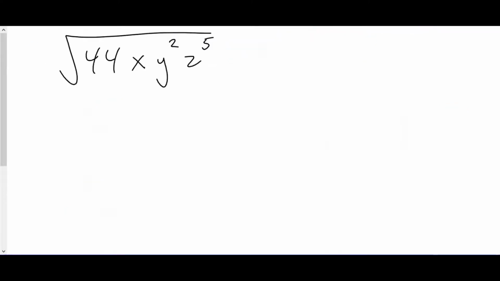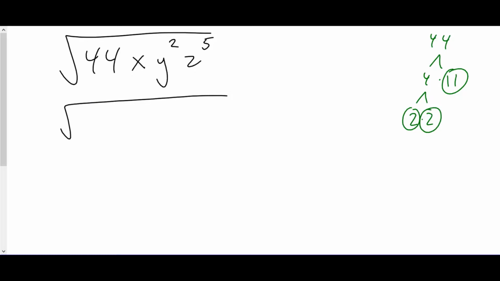Let's try the next one. 44xy squared z to the 5th. So 44, that's not a perfect square, so I'm going to want to break it down into its primes. 44, I think about 4 times 11. 11's prime, and that's 2 times 2. So I'll take that and rewrite it as a 2 times a 2 times an 11. There's one x, y times y, z times z times z times z, one more.